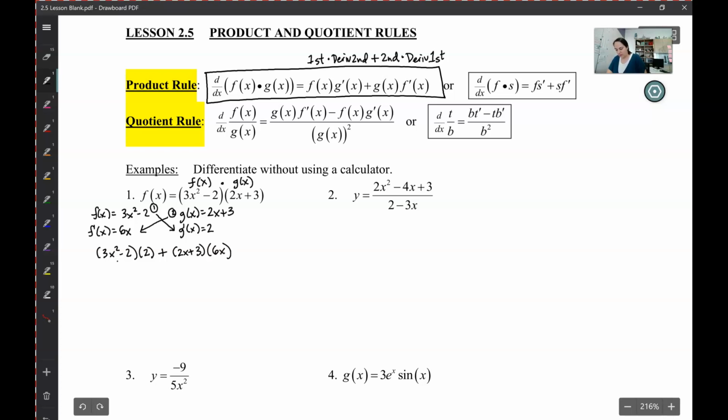That's the same thing as what we have up here. F times g prime plus g times f prime. Now, you can simplify from there, but once again, we're in calculus, so we don't need to. You can end right there and be done.